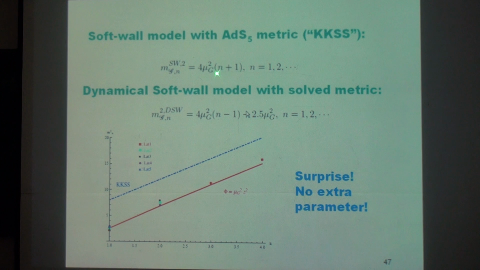You can fix one, but you cannot get both correct. But something very surprising happens when we solve our system. Basically, we introduce the dilaton field, and we solve this soft-wall model, with the back reaction from the dilaton field to the metric.